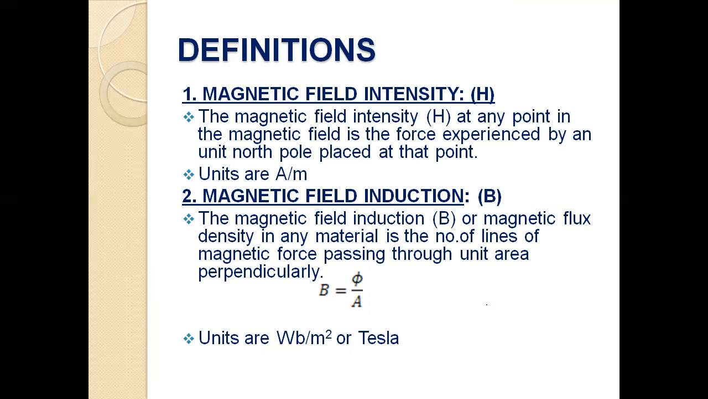Then magnetic field induction. Magnetic field induction is the number of magnetic lines passing per unit area perpendicular to the material, which is given as phi by A, where phi represents the magnetic flux. That is magnetic flux per unit area, and Weber per meter square or Tesla are the units for magnetic field induction.